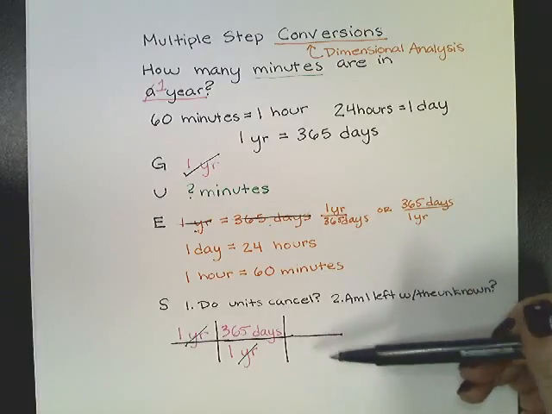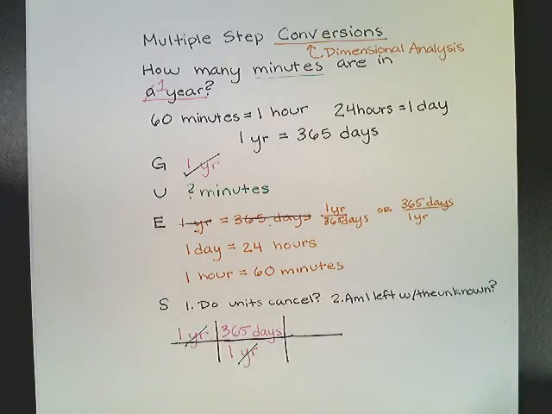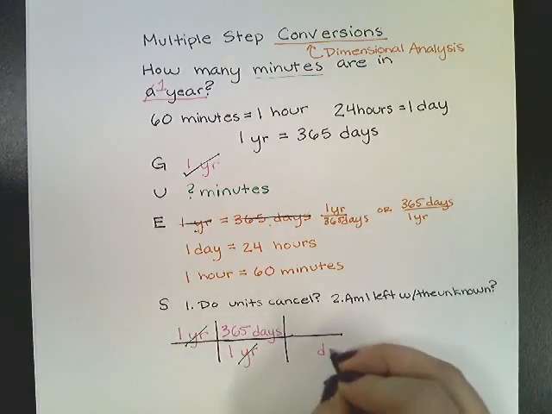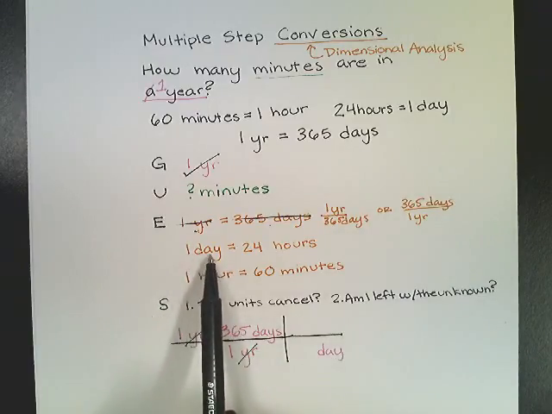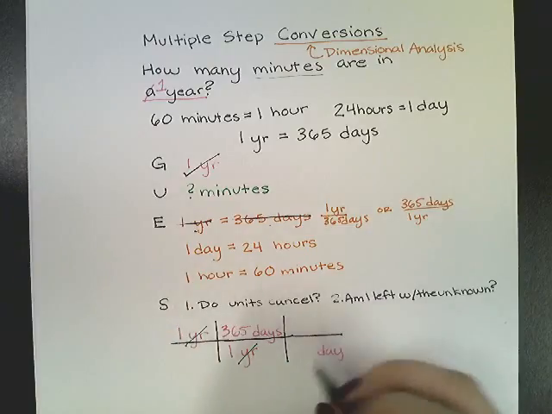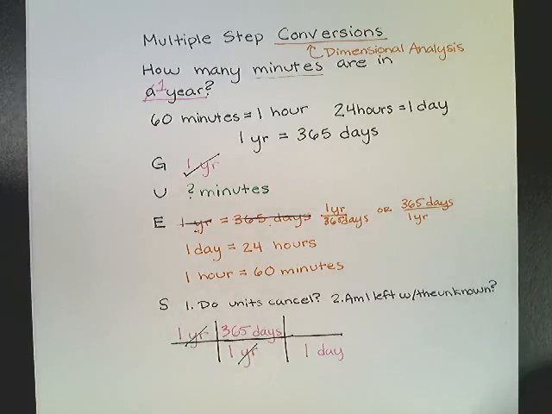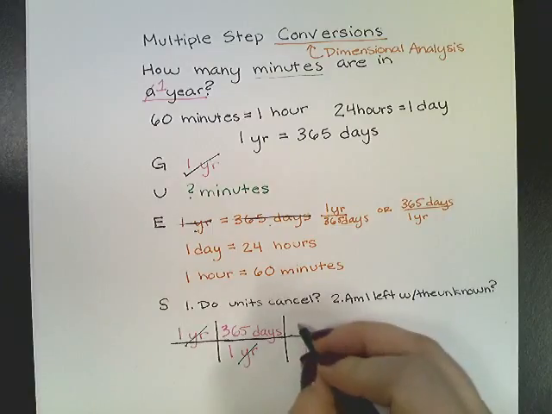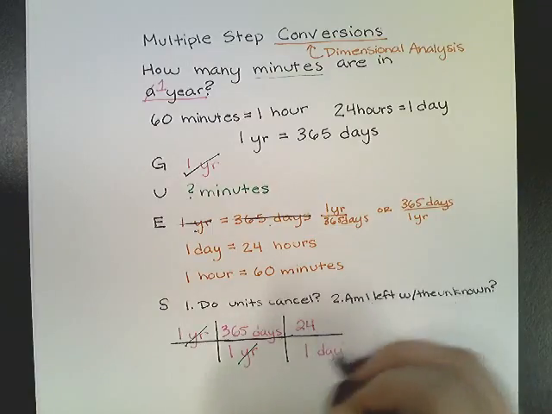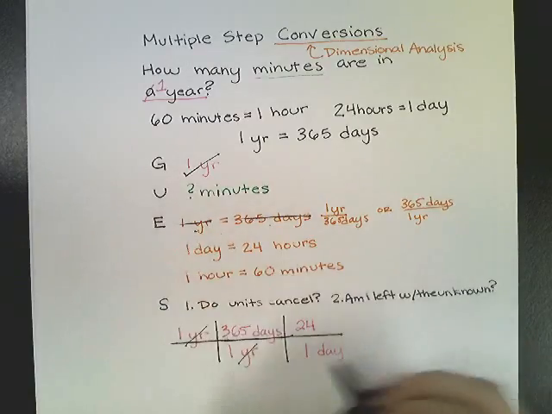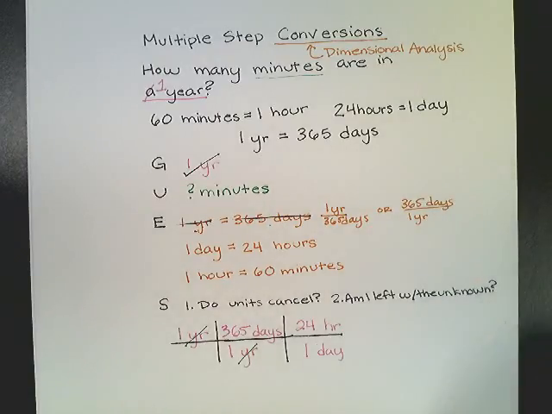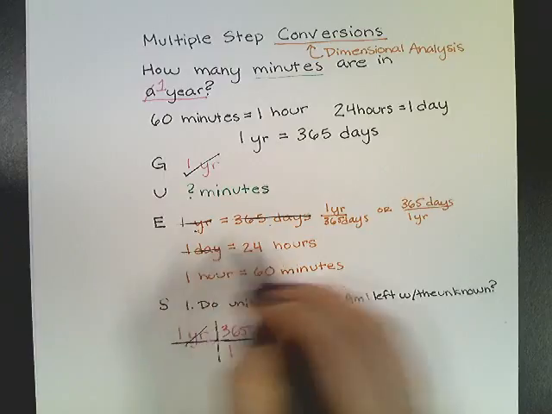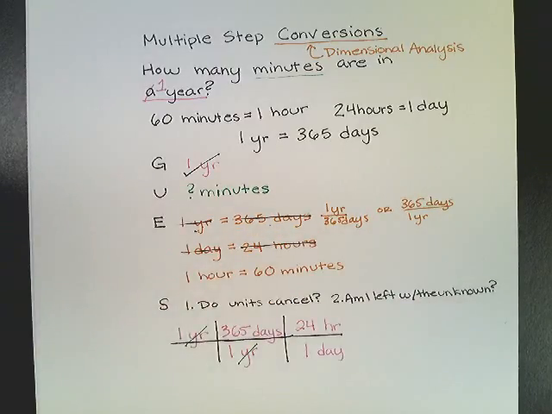Right, days will be at the bottom. So I'm going to go through, I'm going to write day. I go back up to my conversion factors. I see that 1 day equals 24 hours. So I have to pair off my 1 day with 24 hours. So I use my 1 day and my 24 hours. Can't use them again.